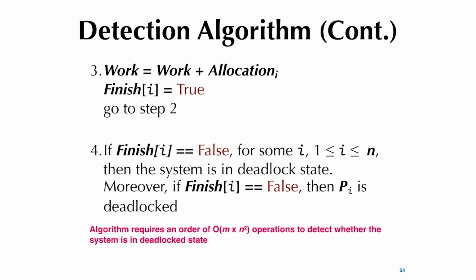Because you've gone through one round, and even the one that requests the least couldn't be fulfilled. You can't unblock anybody. So that means they're stuck, right? So if there's any finish that's equal to false, then the system is in a deadlock state. And in fact, all processes whose finish[i] equals false are part of that deadlock cycle. Okay, so that's the detection algorithm.